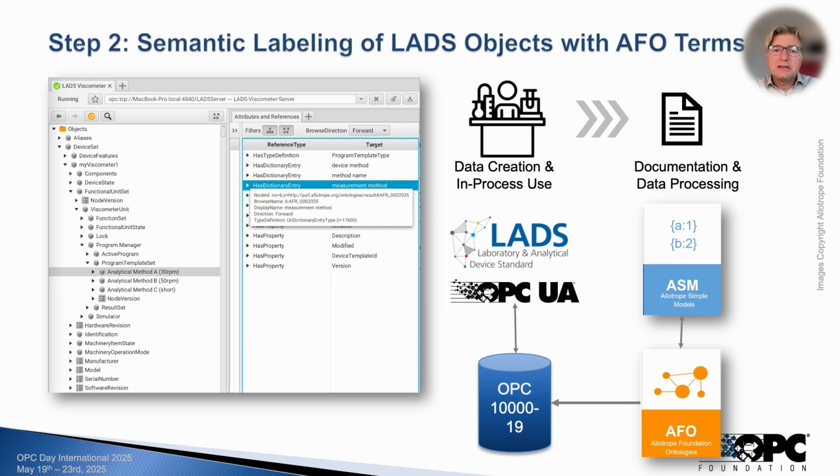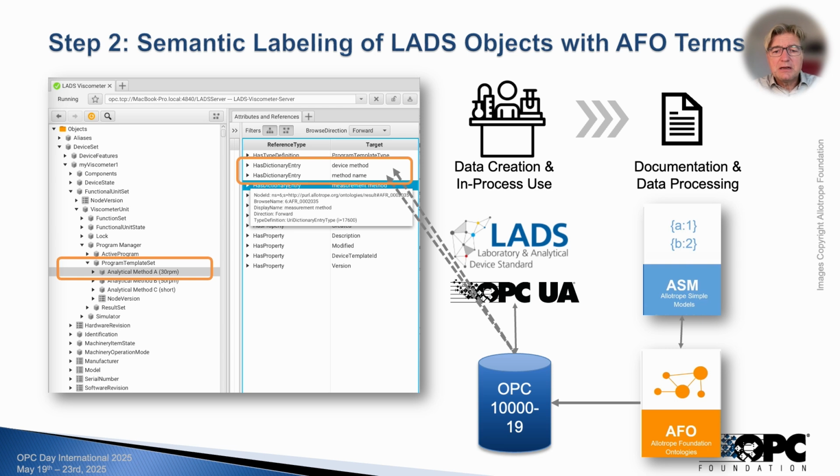In the next step, the server performs a semantic pass over its own namespace. It automatically crawls through the object structure, and for each node defined in the LADS Companion Specification, it attaches Allotrope Foundation Ontology terms that represent its real-world meaning. Here's an example. We have an instance named Analytical Method A of a program template type, which in LADS represents a predefined method or workflow. We now annotate this object with AFO terms like device method and method name.